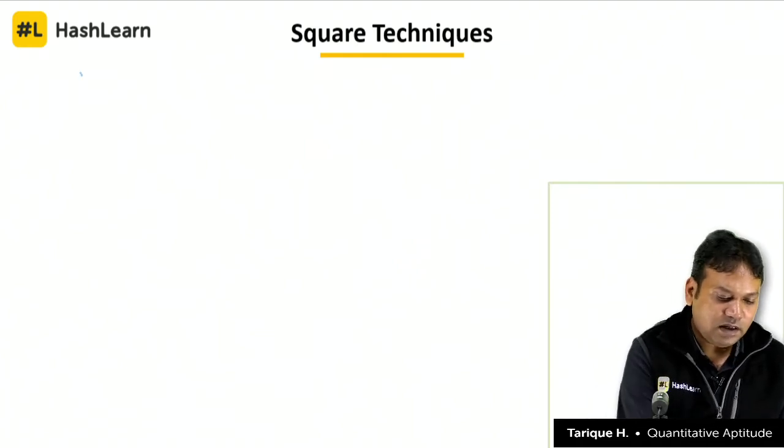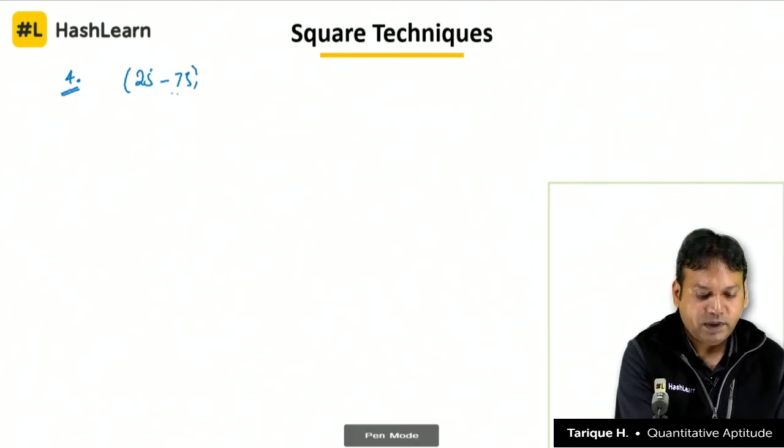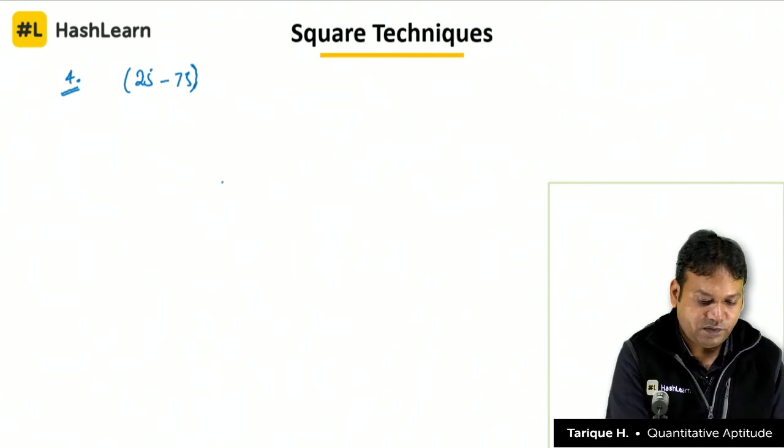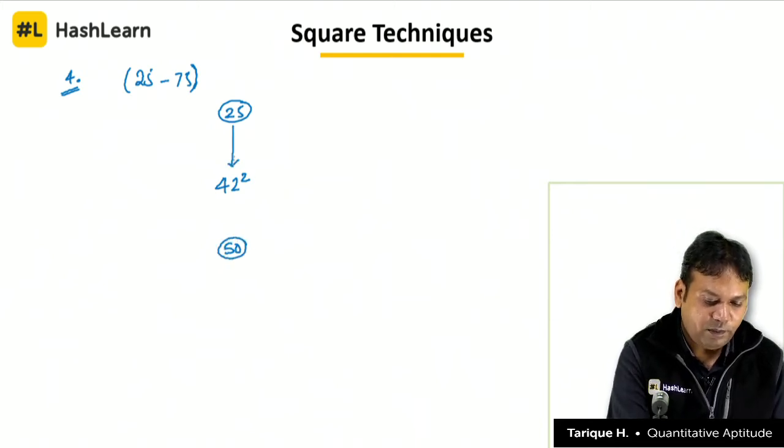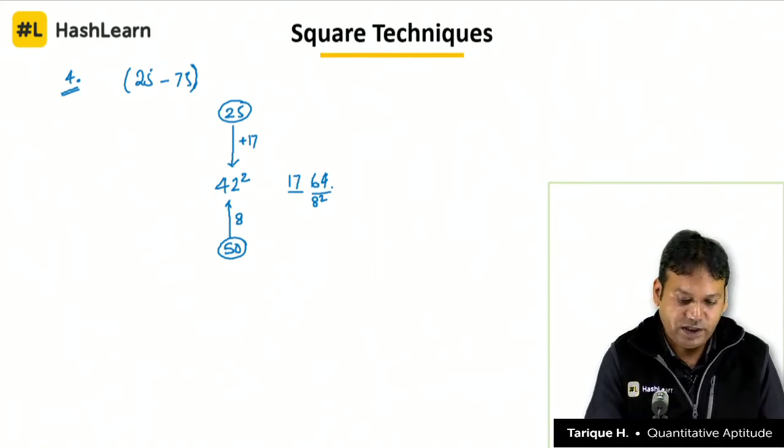Now, one technique that is very common for smaller numbers, numbers in the range of 25 to 75. Suppose you want to find out what is 42 square. You take two reference points, one is 25, one is 50. The difference of 42 from 25 is 17, so write down 17 here. Now, the difference of 42 from 50 is 8, write down 8 square here, 64. So, what is your answer? 1764.